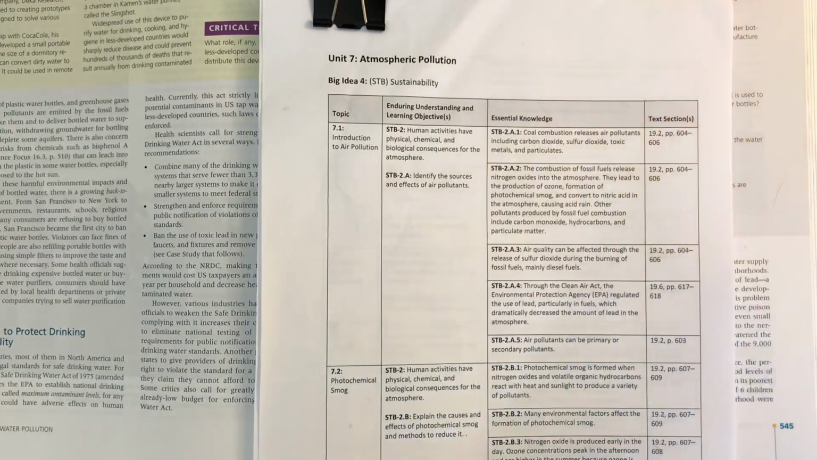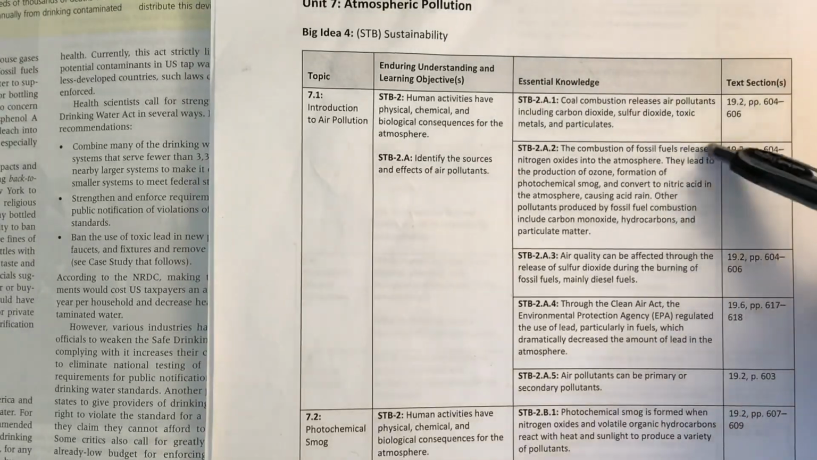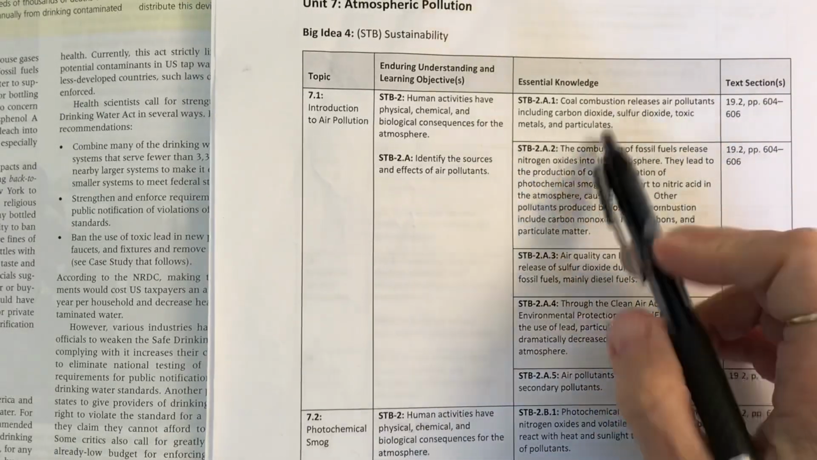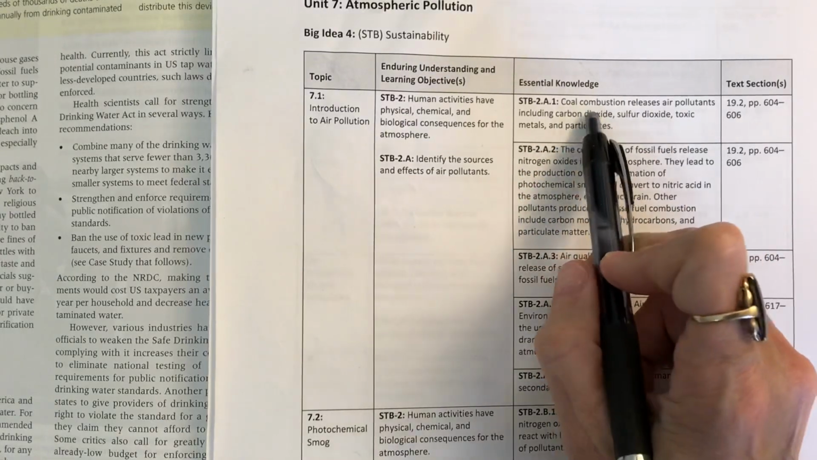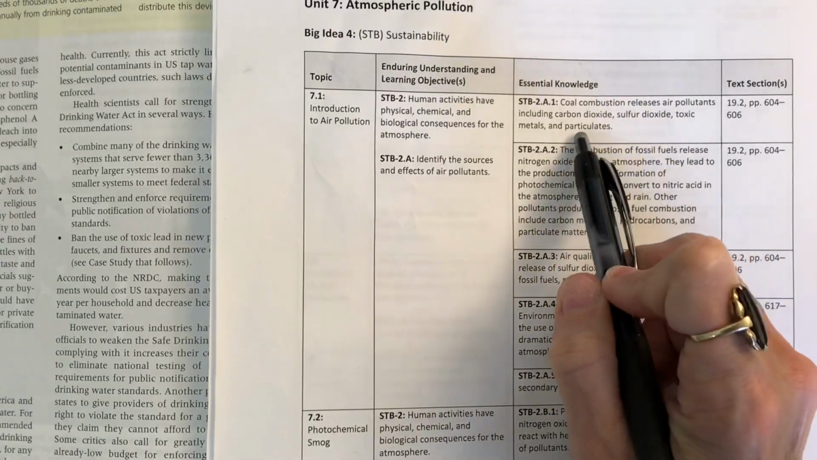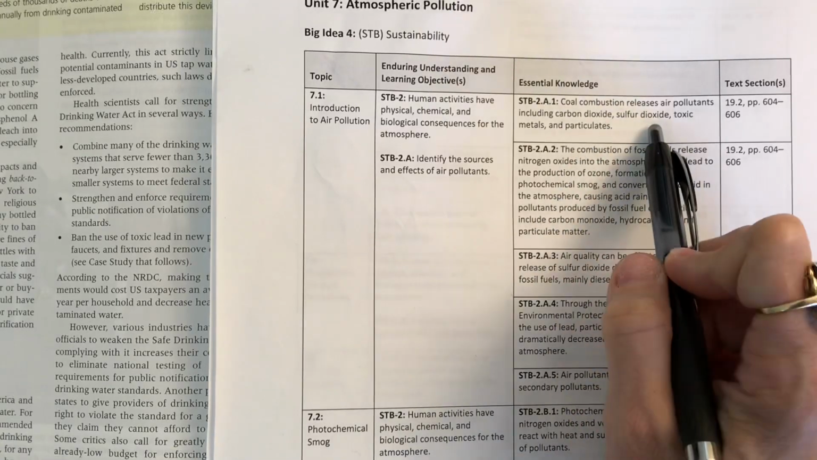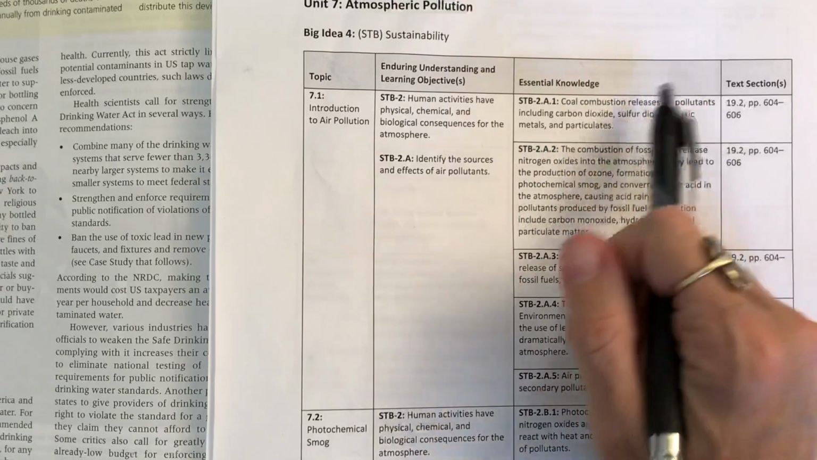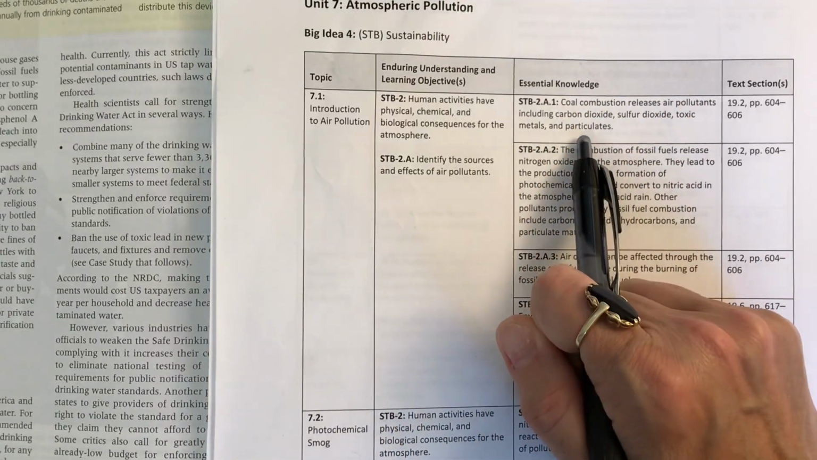And then you can see it says, here, let me make it a little bit bigger, sorry about that. Coal combustion releases air pollutants including carbon dioxide, sulfur dioxide, toxic metals, and particulates. When you read a statement like that, you should immediately be saying to yourself, okay, these are chemical names, but what are the formulas? So carbon dioxide, CO2 is an example, sulfur dioxide is SO2. Toxic metals, what do they mean by that? We'll find out as we do the topic. And then particulates, and you'll find out what that is as well.